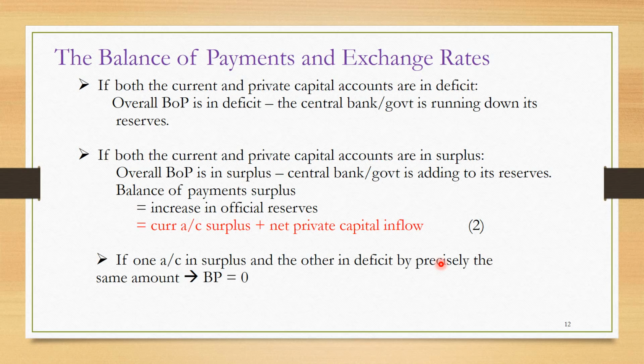If overall your balance of payments is in deficit, your central bank is obviously going to run down its reserves, and it cannot continue doing that indefinitely. If both your current and your private capital accounts are in surplus, your central bank will obviously be adding to its reserves. And if the one account is in surplus and the other in deficit by precisely the same amount, your balance of payments would exactly equal zero in that instance.